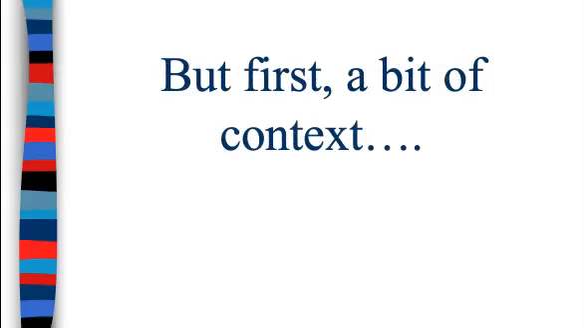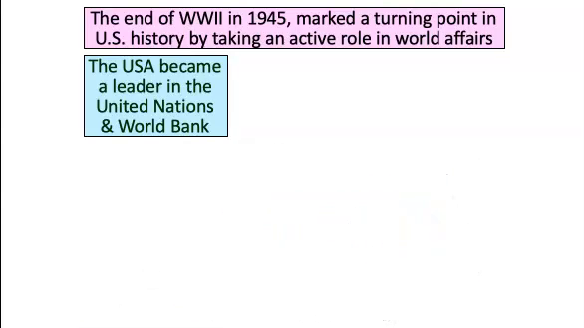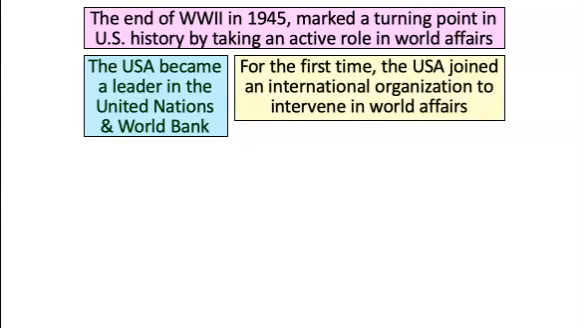So, where we're picking up is at the end of World War II. Now, the end of World War II was a turning point in U.S. history as we started to take an active role in world affairs. The United States became a leader in the United Nations as well as the creation of the World Bank. And for the first time, the U.S. joined an international organization to intervene in world affairs.